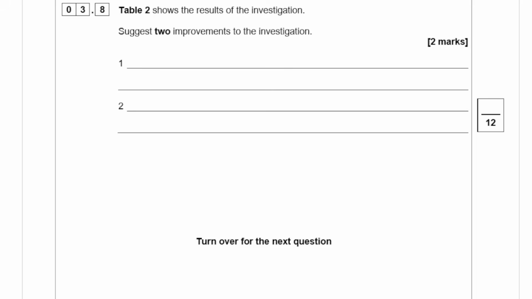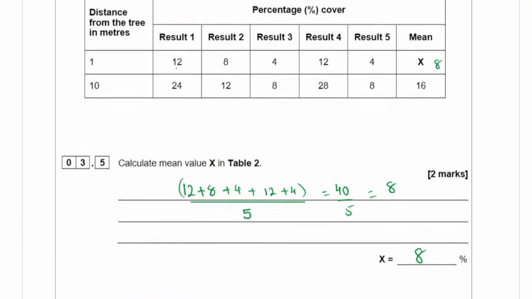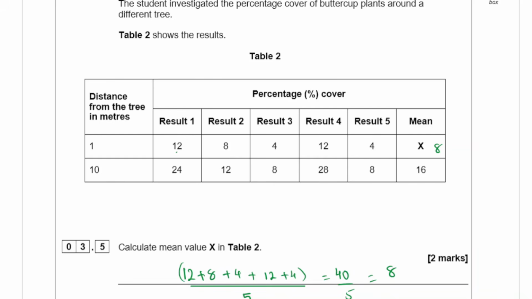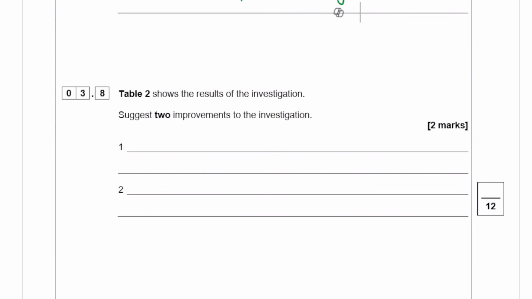Table 2 shows the results of the investigation. Suggest 2 improvements to the investigation. Now, table 2, let's have a look at table 2 again. So maybe count the percentage cover in between 1 and 10 meters or every meter as well. That might actually help.